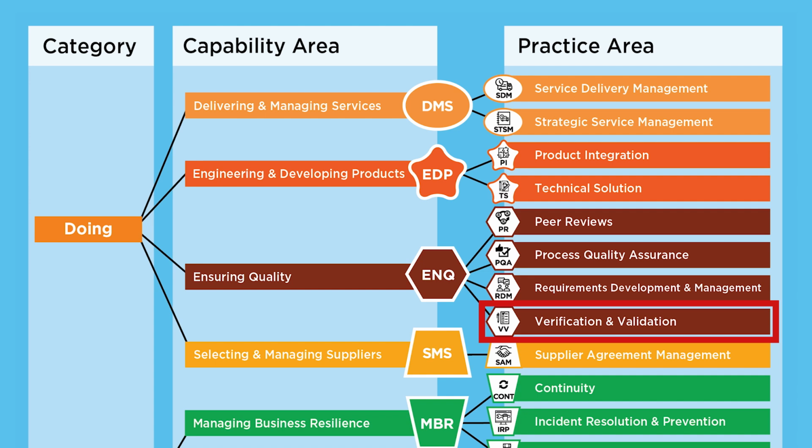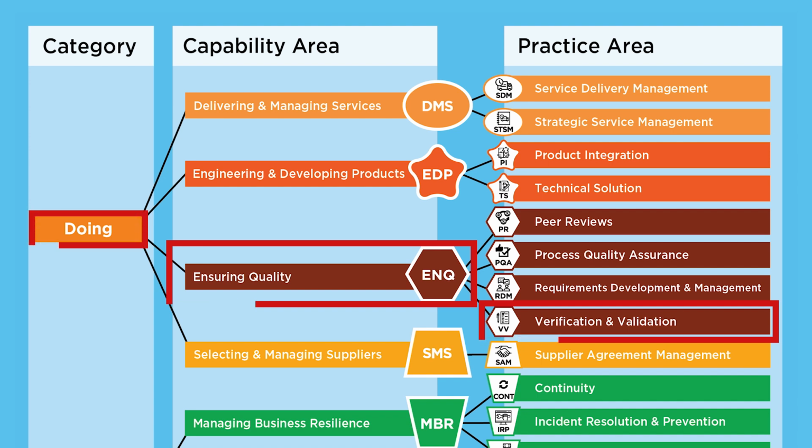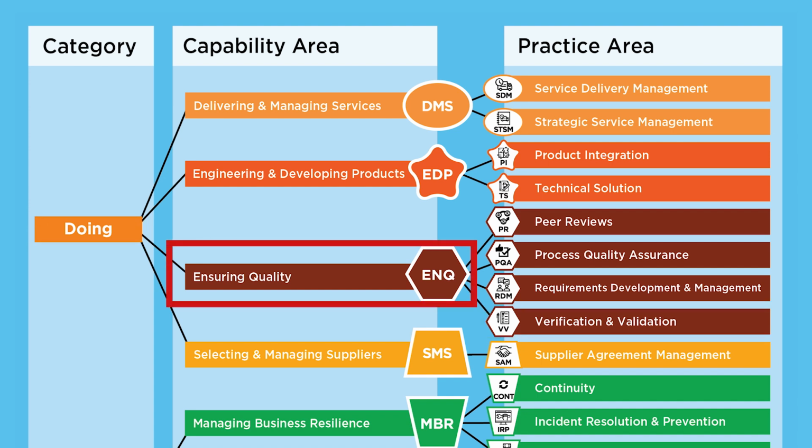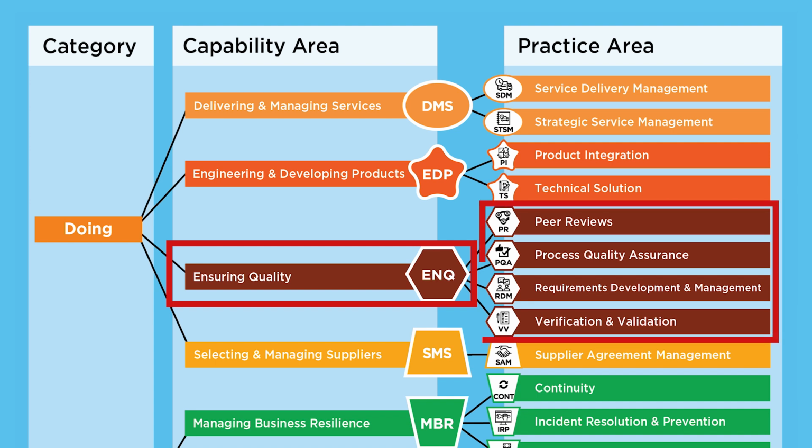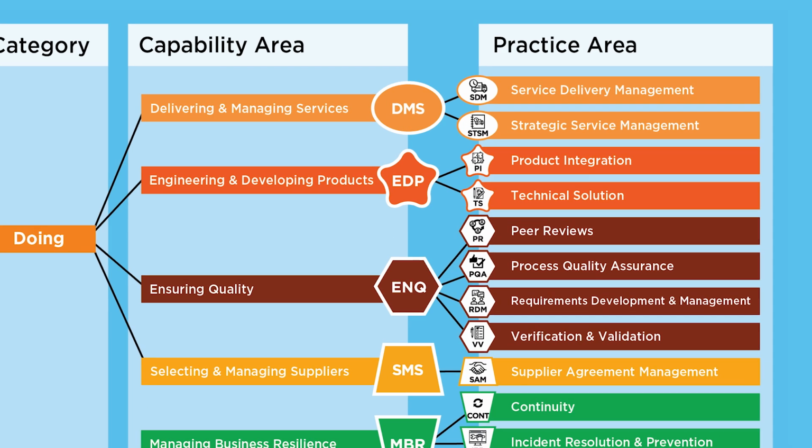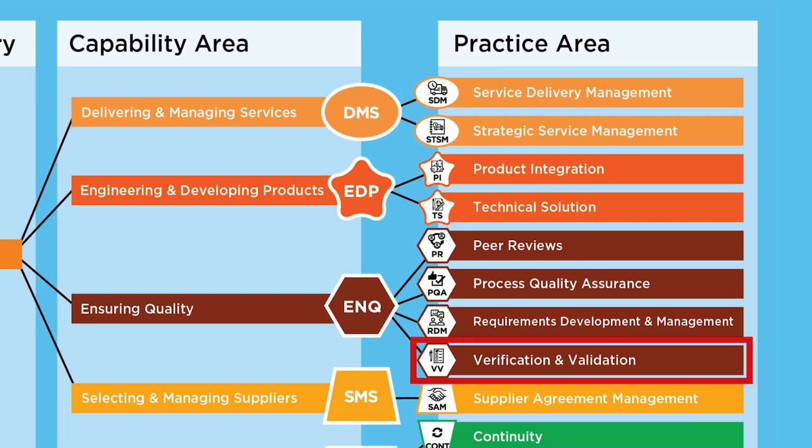VV is one of four practice areas within the ensuring quality capability area, which is in the doing category. The ensuring quality capability area contains PAs that look at the subject of quality from many different viewpoints. The verification and validation practice area focuses on ensuring that solutions have been developed to meet their agreed requirements, verification, and will perform as intended in their target environment, validation.